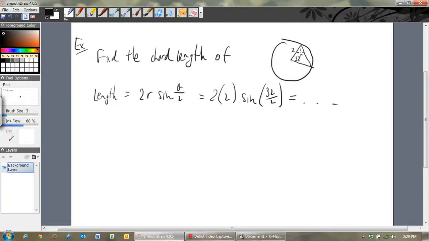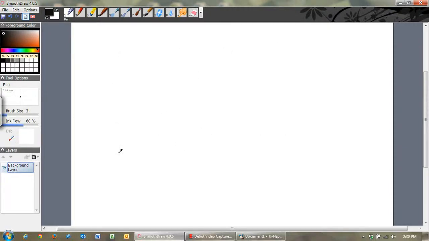Make sure it's in degrees. If your angle's in degrees, make sure your calculator's in degrees mode. So that's all it is. All we're doing is plugging into formulas. Probably the most interesting example is for a segment area, so I'll just quickly show you an example of that, but I'm not going to tell you how to suck eggs. All you're doing is plugging numbers into formulas.